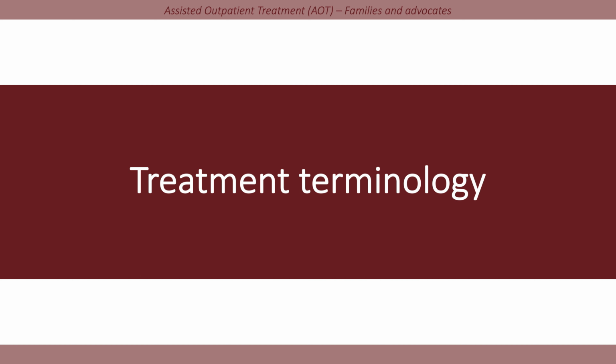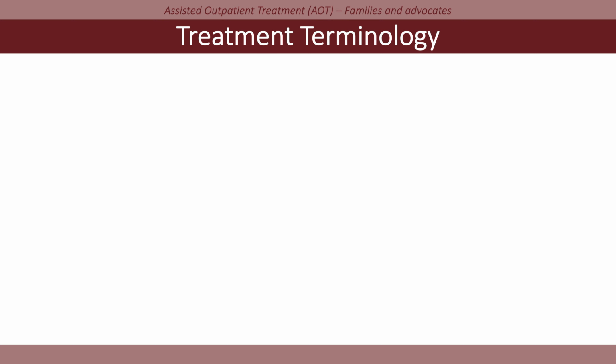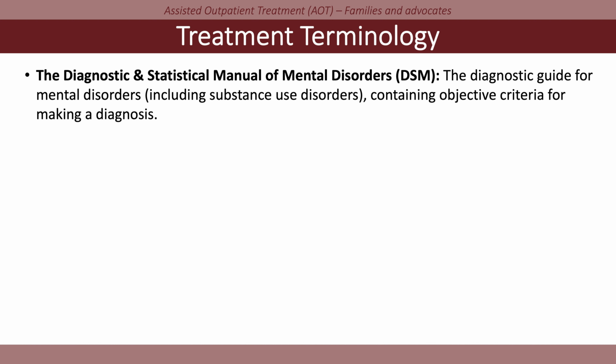Treatment terminology. We're going to start our discussion of treatment terminology with the DSM, or Diagnostic and Statistical Manual of Mental Disorders. This is the diagnostic guide used to make a diagnosis of a mental illness and/or a substance use disorder. And it contains objective criteria for making such a diagnosis. When a mental health professional makes a diagnosis, they have to look at some very clear, objective criteria, often featuring timeframes, in order to make a diagnosis.